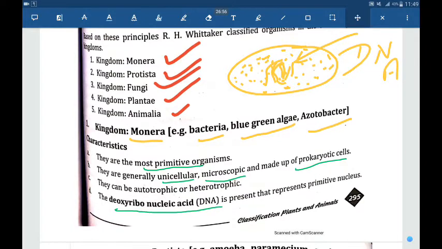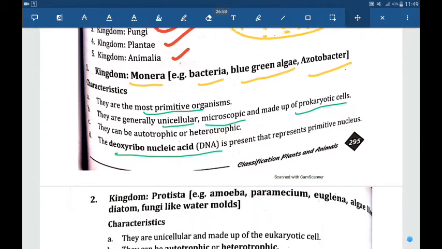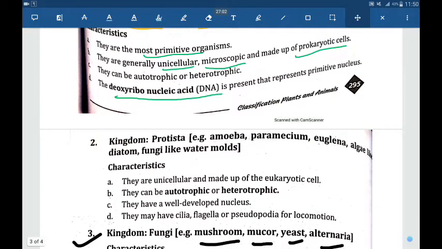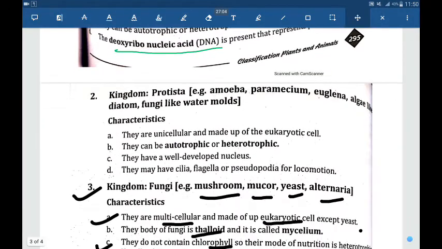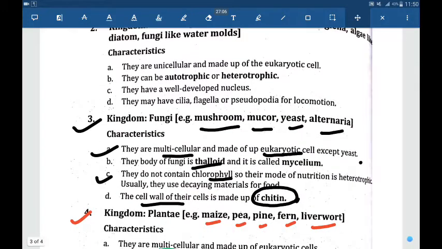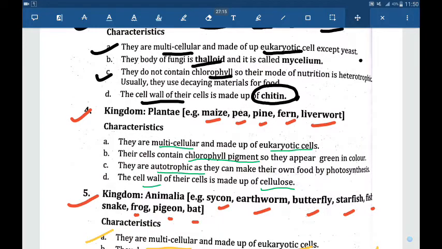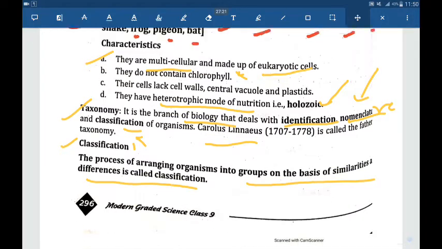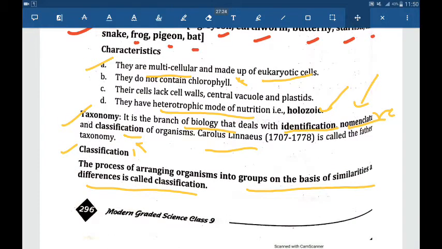And the organisms belonging to Monera. Organisms belonging to Protista, their characteristics. Organisms belonging to Fungi and their characteristics. Plantae, their characteristics. Organisms belonging to Animalia and their characteristics. And next thing, classification.